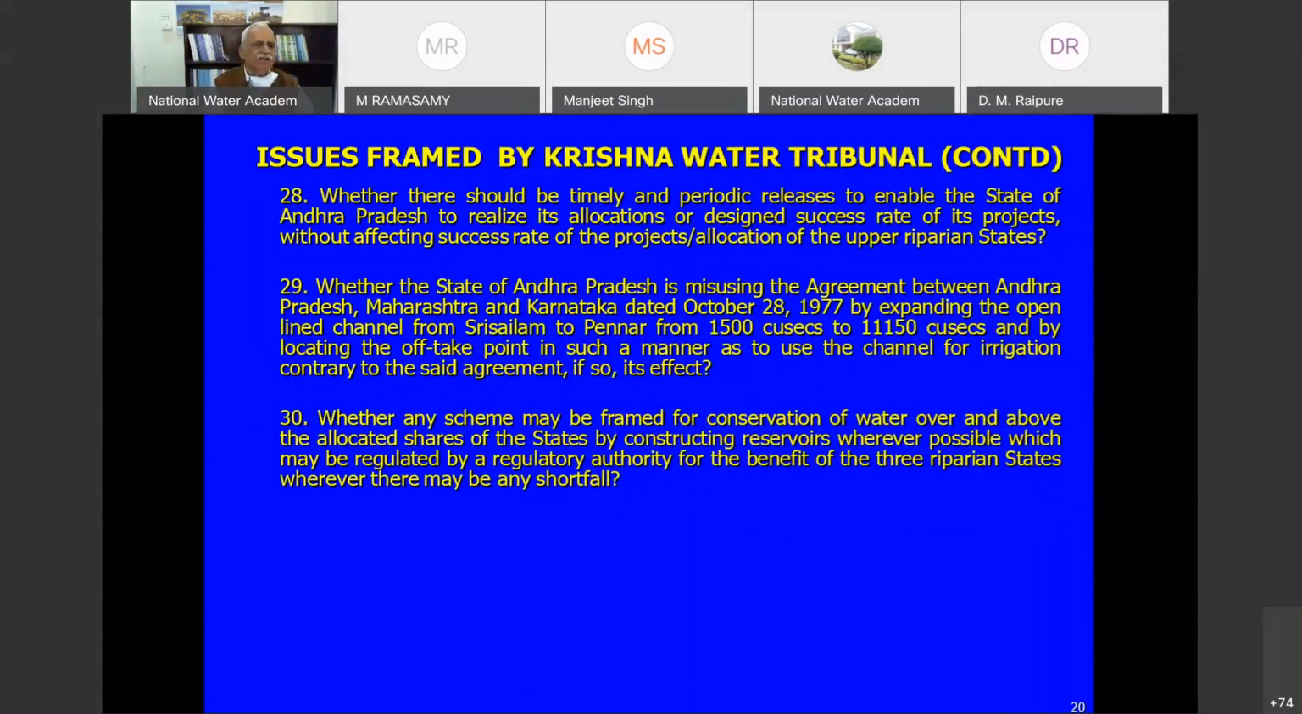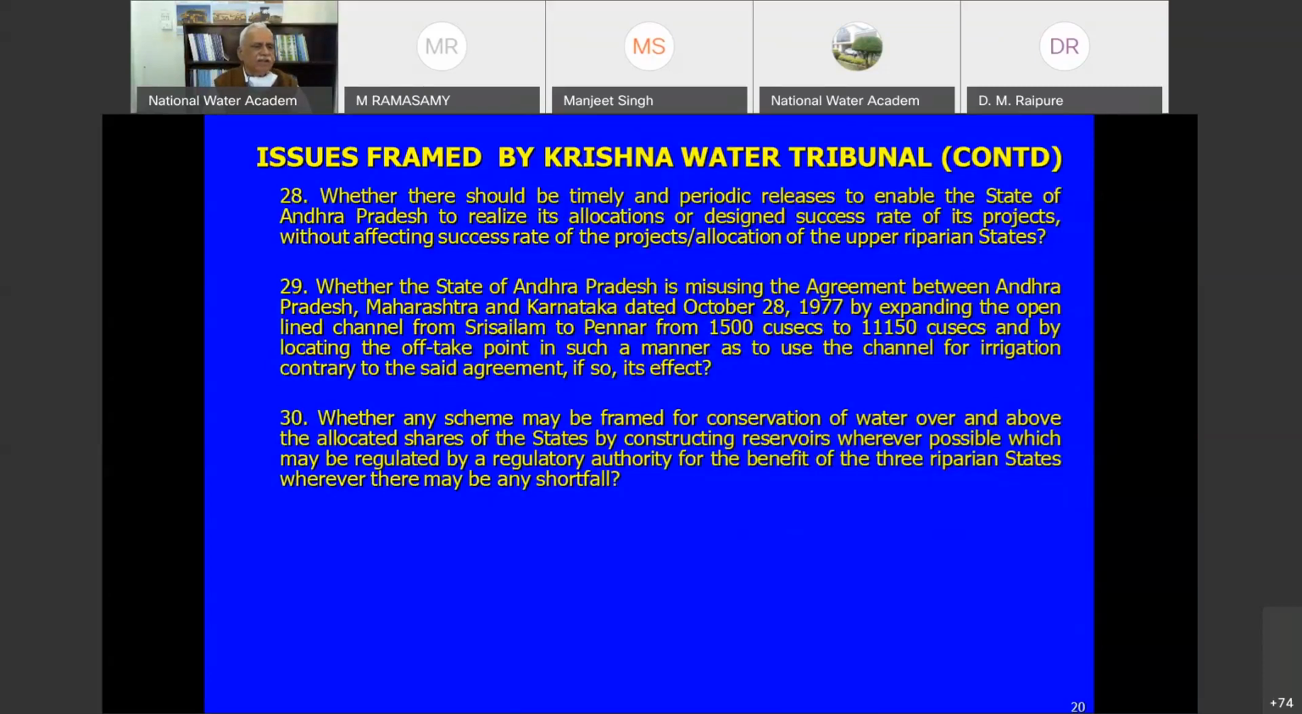Issue number 29, whether the state of Andhra Pradesh is misusing the agreement between Andhra Pradesh, Maharashtra and Karnataka dated October 28, 1977 by expanding the open linked channel from Srisailam to Pennar from 1500 cusecs to 11,150 cusecs, and by locating the offtake point in such a manner as to use the channel for irrigation contrary to the said agreement. If so, what is the effect?